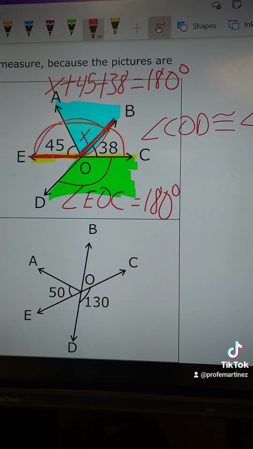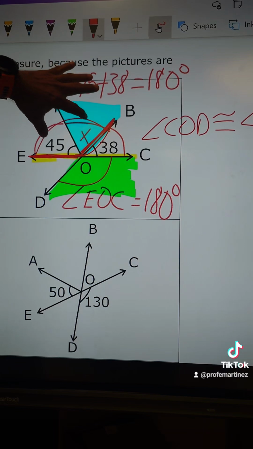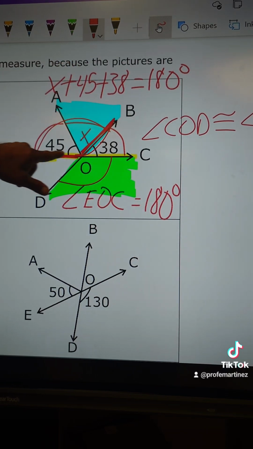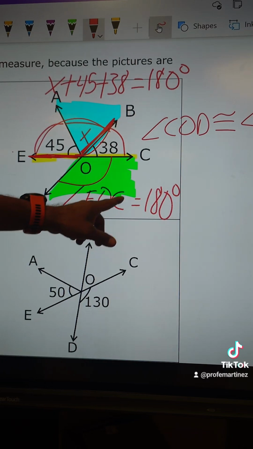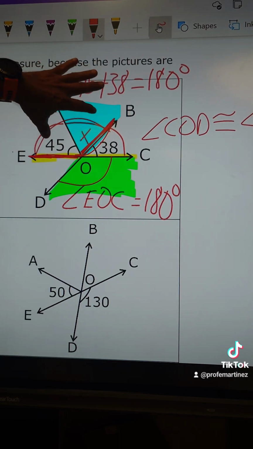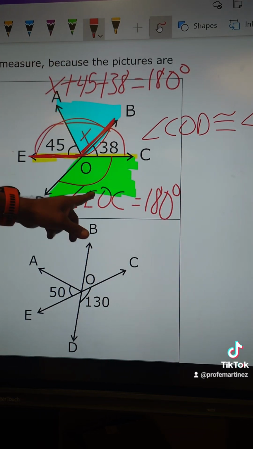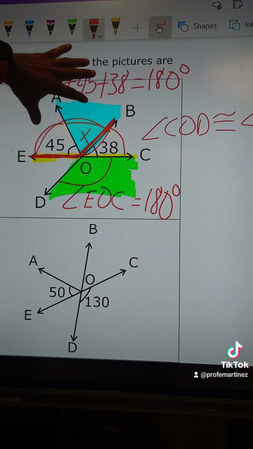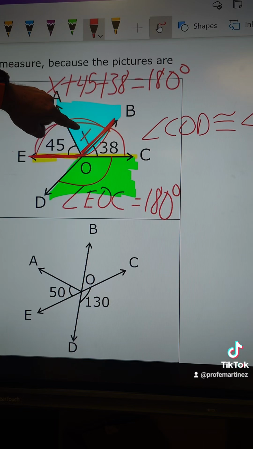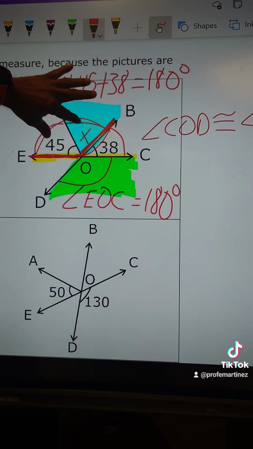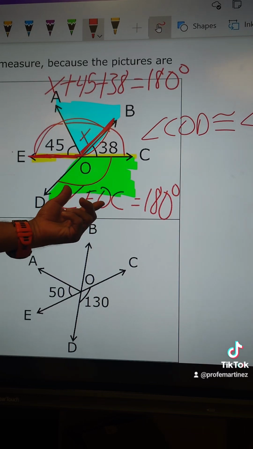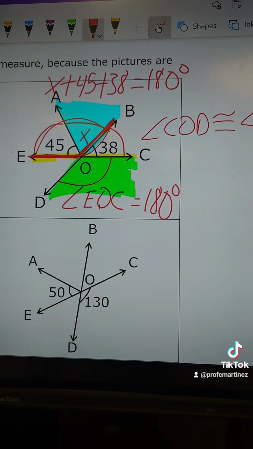They're vertical angles. So that means that once you find X, these two angles together, which is EOB, is vertical to angle COD. So these two angles are the same as this one big angle over here. So once you find X, well, then you can use that information to get the sum of these two angles, and that'll be the same as this big angle because they're vertical angles, and vertical angles are congruent.